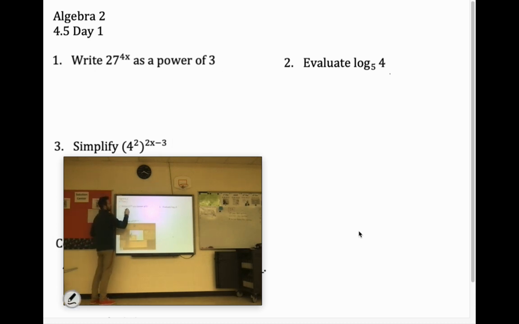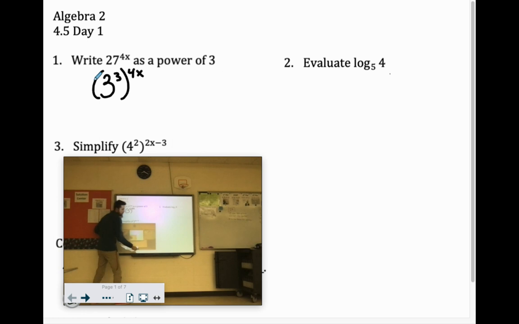All right, so 27 is 3 to the third power. And then remember, if you raise a power to a power, you multiply those exponents. So 3 times 4x would give us 12x. So it's 3 to the 12x power.